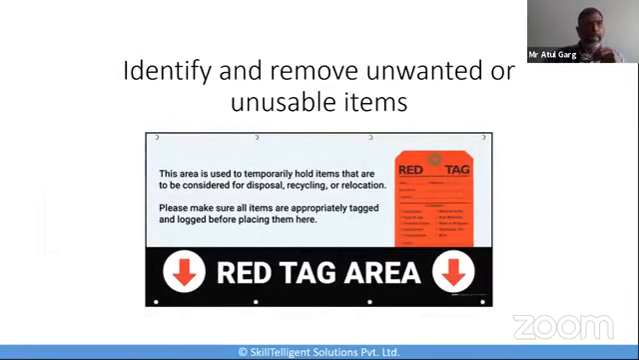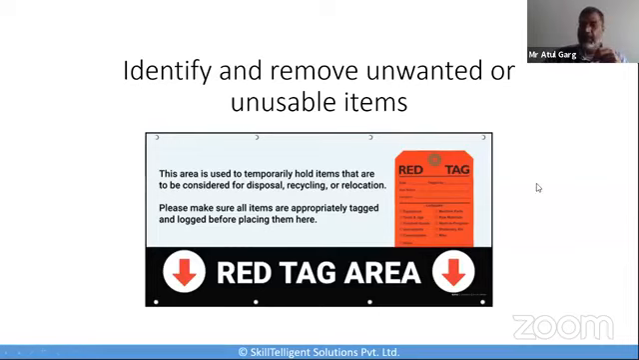Before we move to the next S, we also introduce another practice called red tagging. Red tagging is a process by which all unwanted or unusable material identified in the sorting process is tagged and removed to a red tag area. This ensures that unwanted and unusable items are not impacting the actual work, and these items can be safely considered for disposal, recycling, or repurposing going forward.